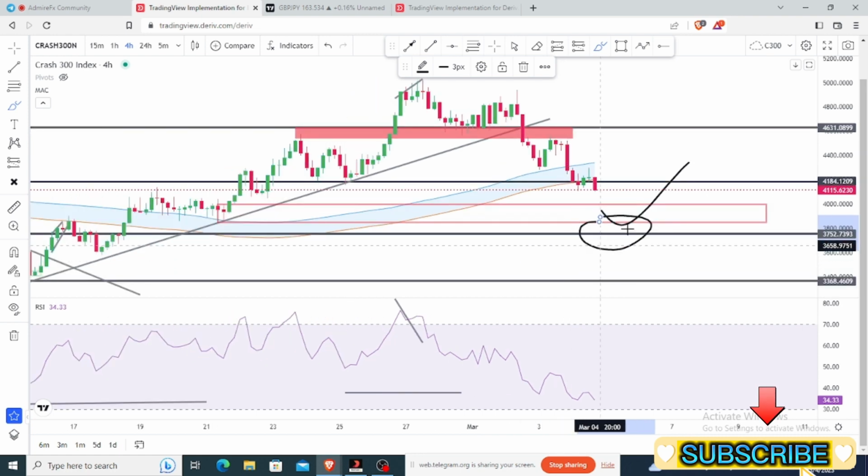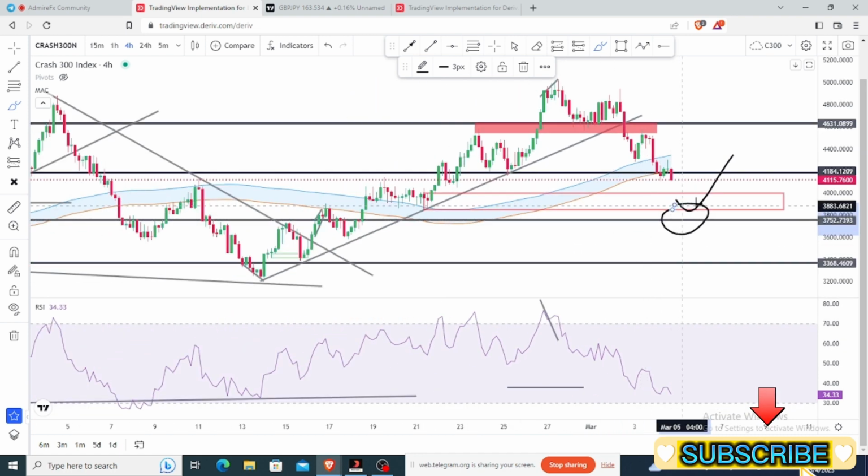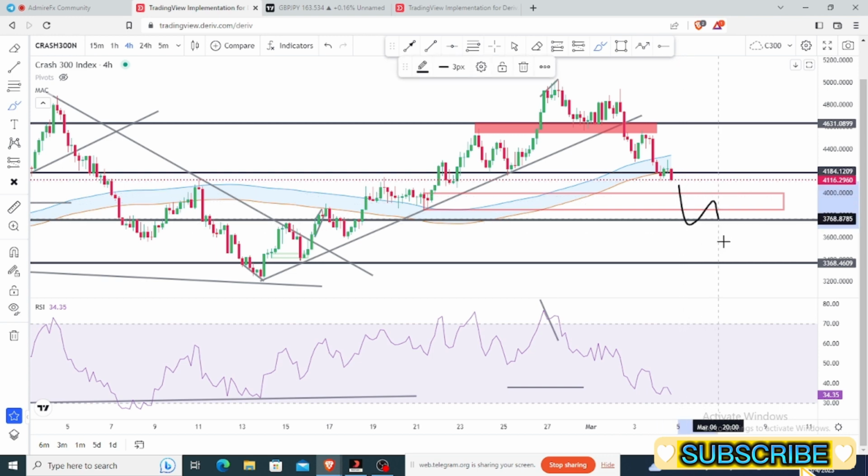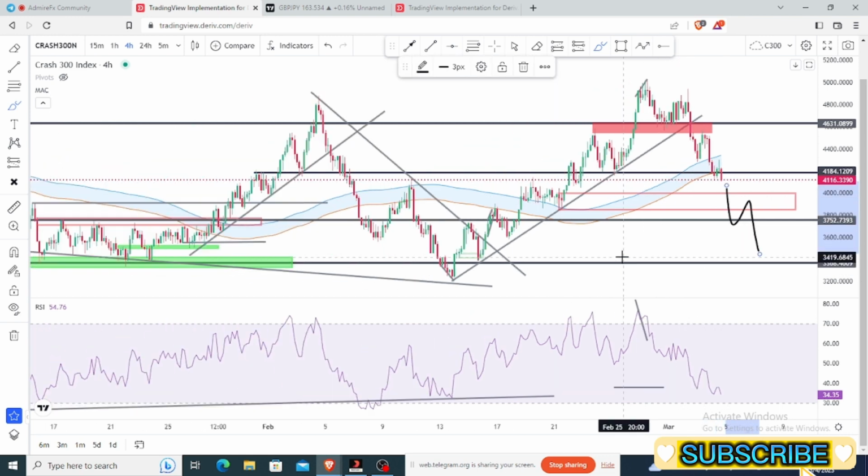But if price is able to break out of this area, then we can start looking for more selling opportunities. Let me delete this out. So if price is able to break out of this area, all I'll need to do is break, retest, and you ride it back to the downside.